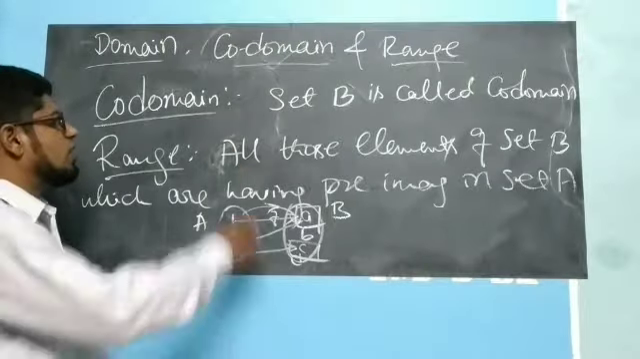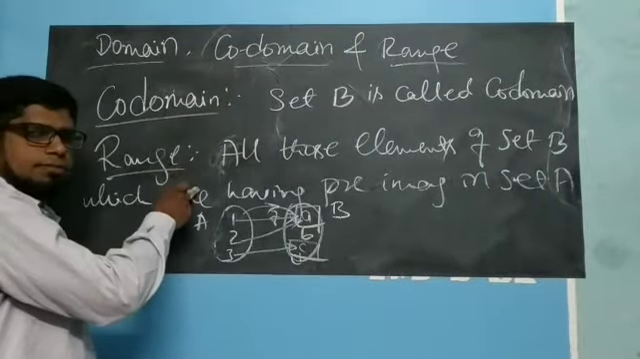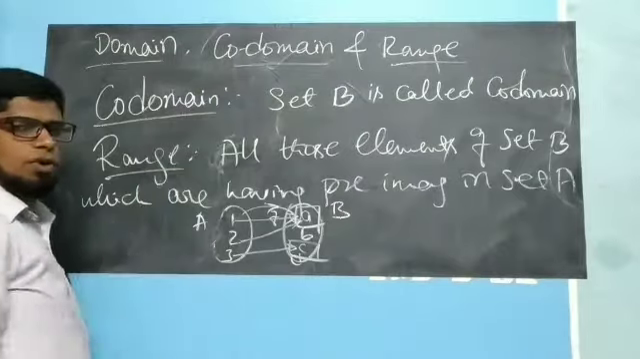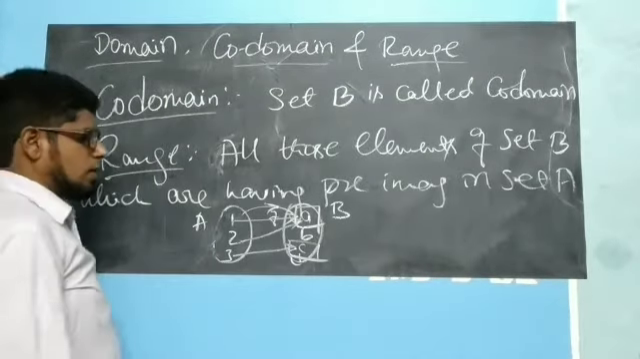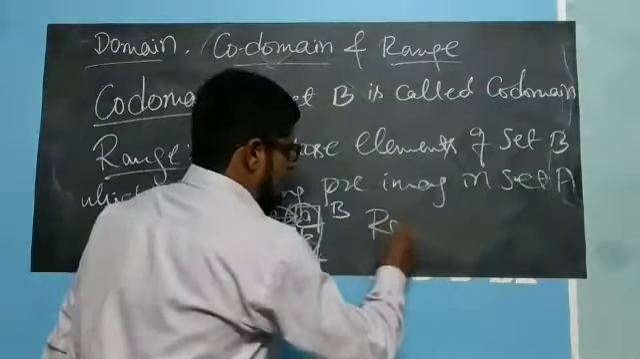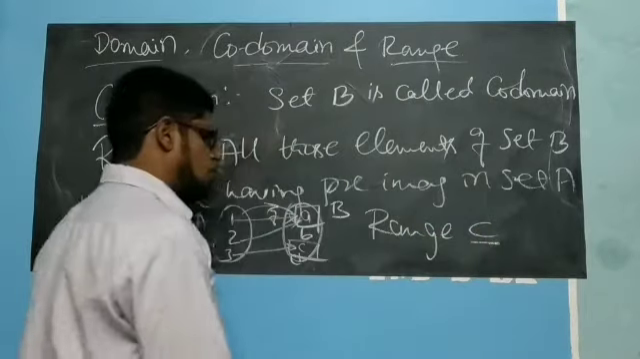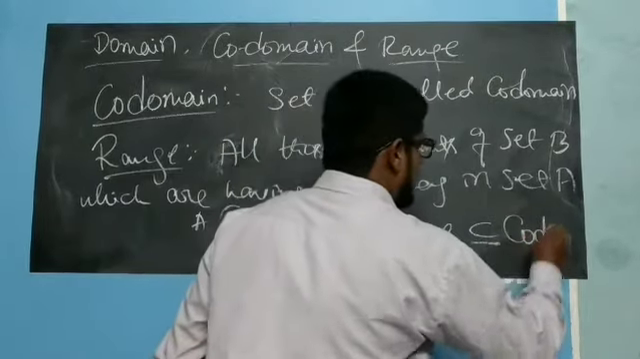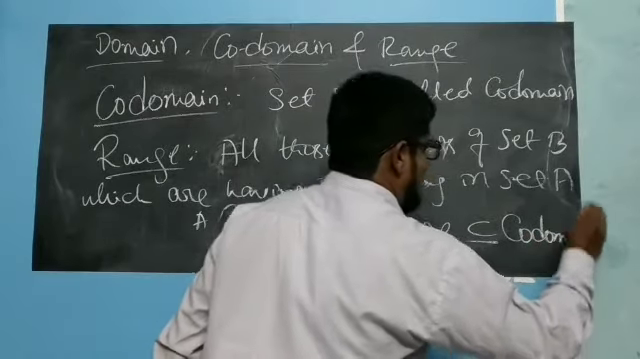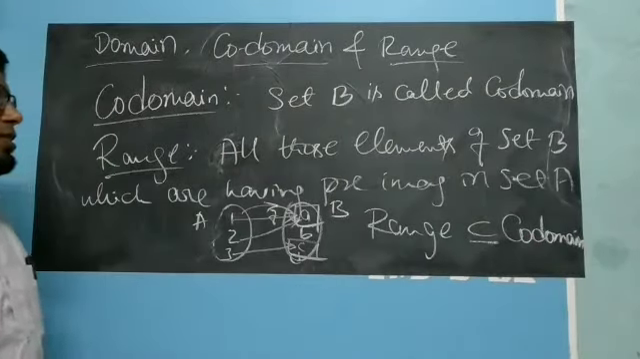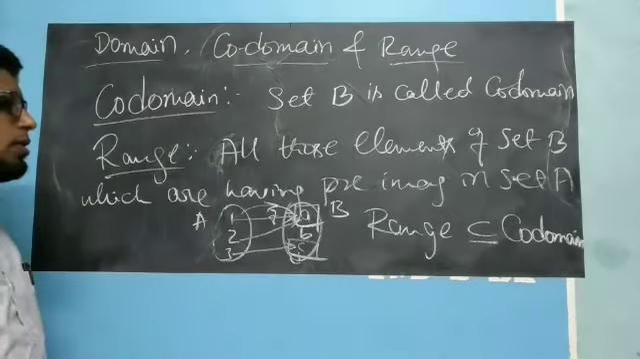By the definitions of codomain and range, we can say that range is always a subset of the codomain set. Range is always a subset of codomain.